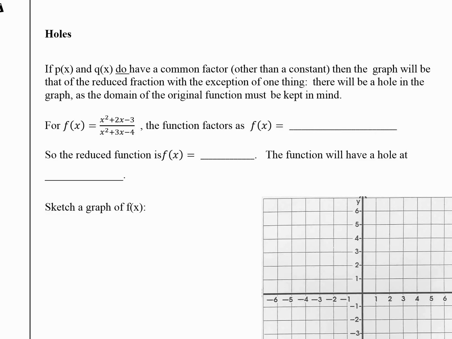Okay, so far with rational functions, we've talked about how to find all of the asymptotes. We've found vertical asymptotes, horizontal asymptotes, and oblique asymptotes.